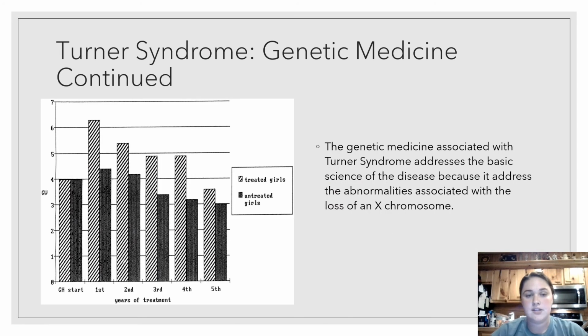The genetic medicine continues by saying how the genetic medicine is associated with the basic science of Turner syndrome because the genetic medicines address the disease and the symptoms of the disease associated with the loss of the X chromosome. Since the loss of the X chromosome produces so many signs and symptoms for Turner syndrome, the genetic medicine can really help decrease the amount of symptoms one has with Turner syndrome.